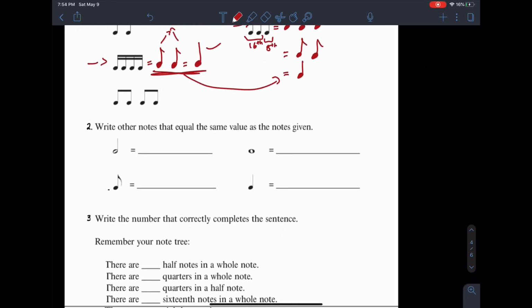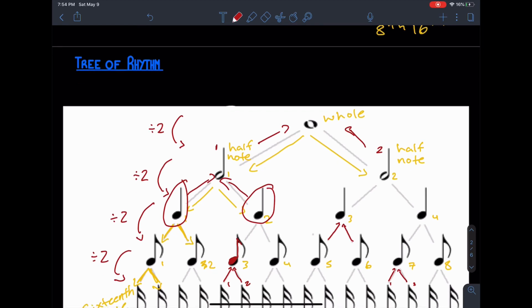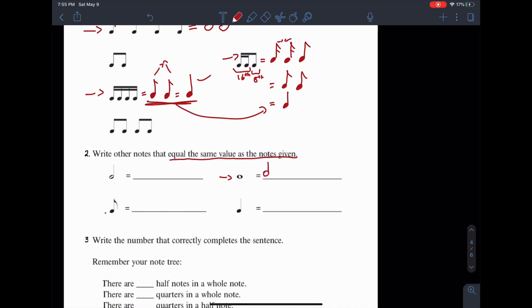All right. Question 2. Write out other notes that equal the same value as the notes given. Okay, I'm going to do this one, and I'm going to tell you right now there is an almost infinite amount of answers to this. So I'm going to show you my thought process and how we can approach this kind of problem. At the most basic level, we can represent a whole note by 2 half notes. Remember, the first thing I taught you guys, one whole note can be split off into 2 half notes, just like that. So let's do that. We have 2 half notes, just like this. All right?